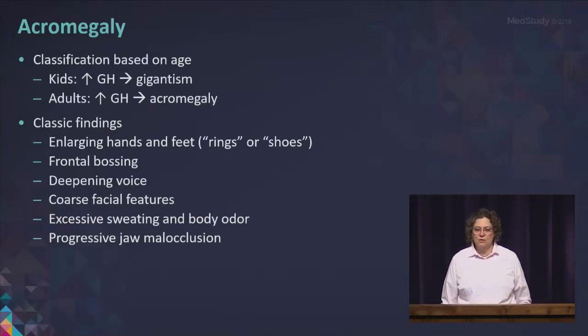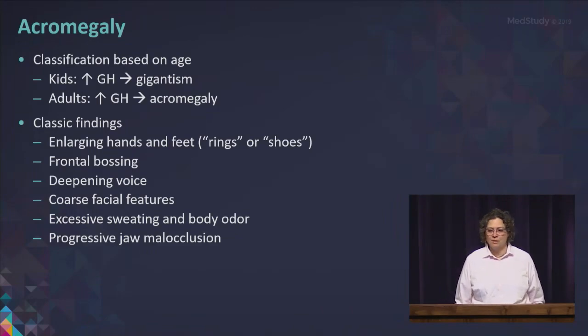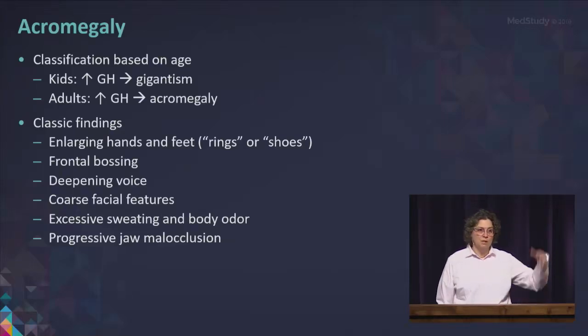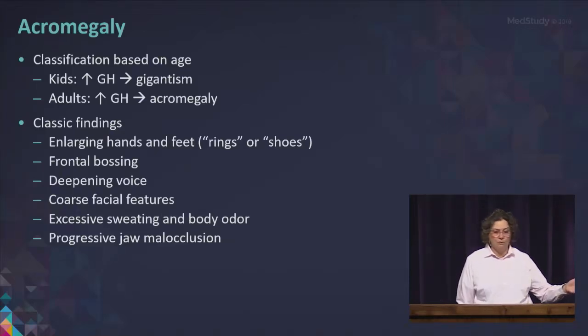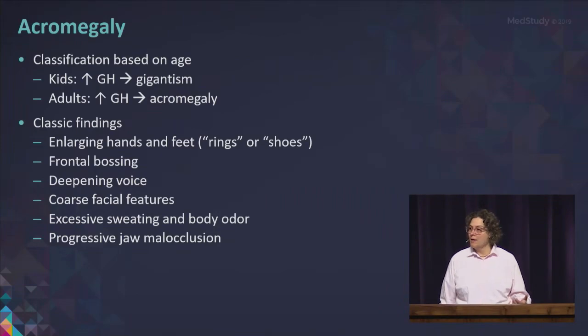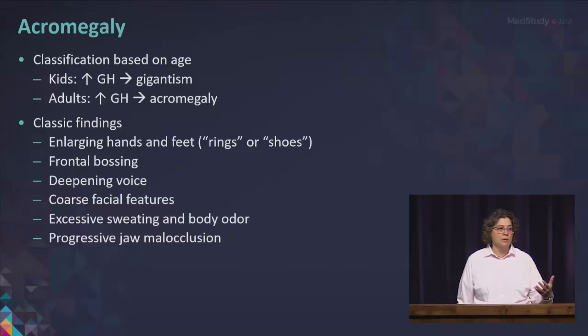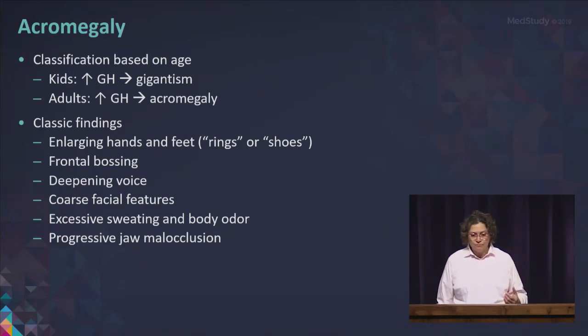The classification of growth hormone excess is based on age. In kids, when we find growth hormone excess, it's called gigantism because they grow linearly because their growth plates are open. In adults, we call it acromegaly because there's acral growth or bony overgrowth because your growth plates are fused, so you will not gain height. You'll just gain more soft tissue and cartilage tissue.